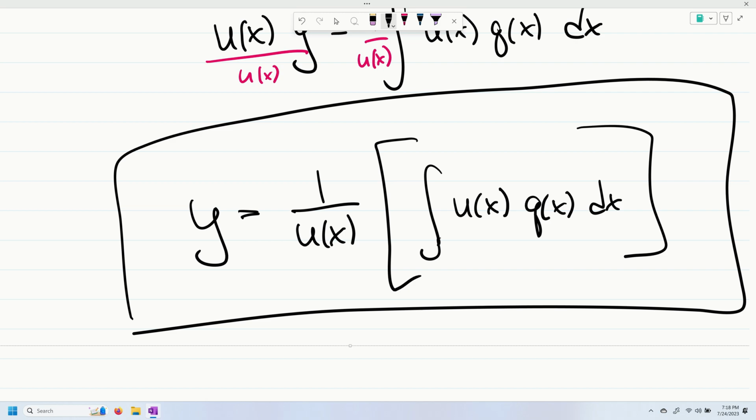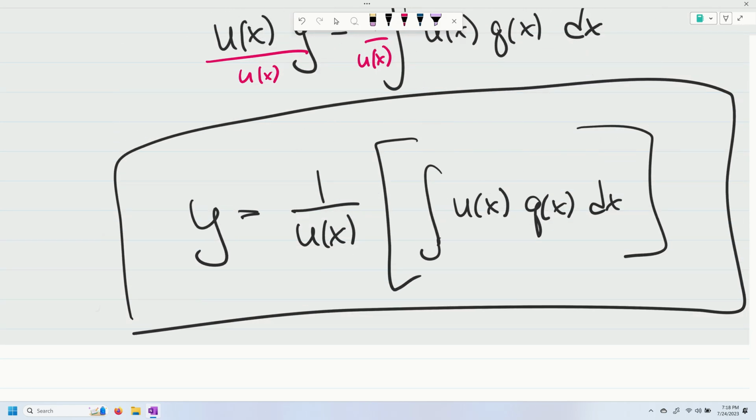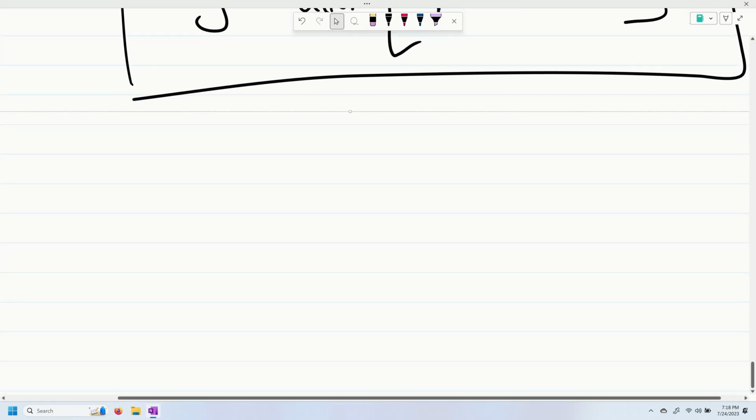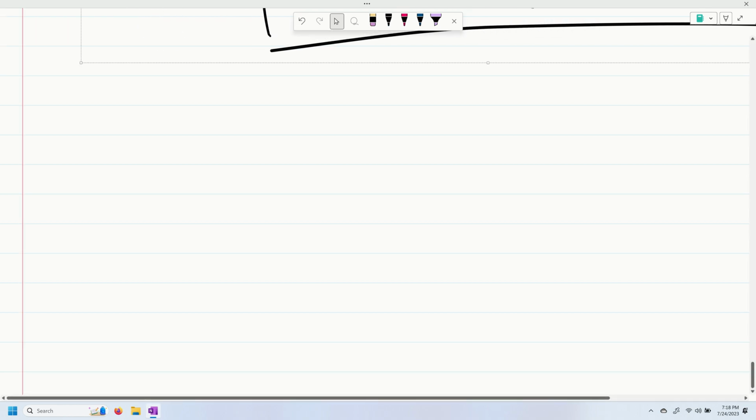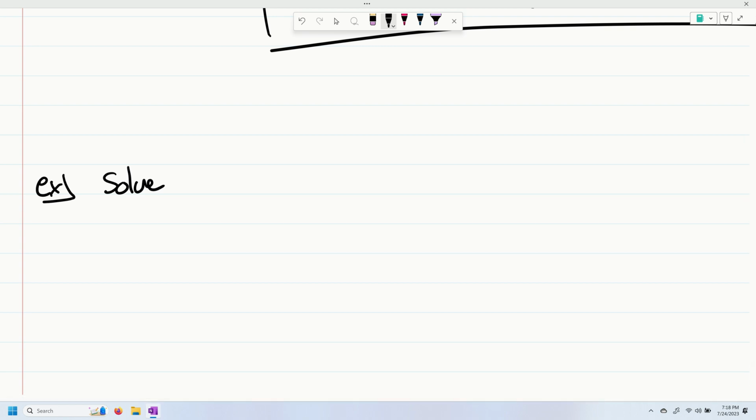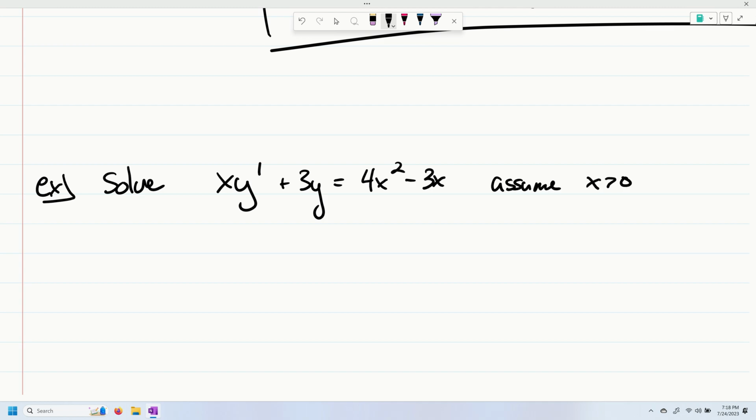So it's best now to show you an example, to show you how this actually works. Because when I was a student, a bunch of u of x and p of x and q of x's all over the board was a little confusing at first. So what I want to do here is I want to do this example. So we're going to solve xy prime plus 3y equals 4x squared minus 3x. And we'll assume x is greater than 0.